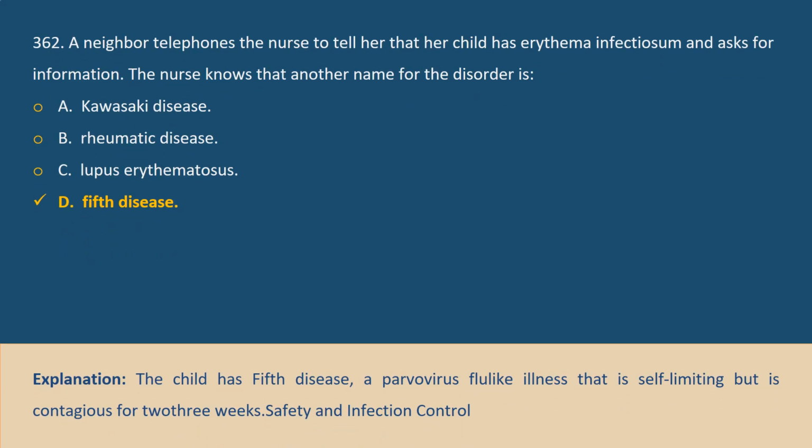Answer D. Explanation. The child has Fifth disease, a parvovirus flu-like illness that is self-limiting but is contagious for 2-3 weeks. Safety and infection control.